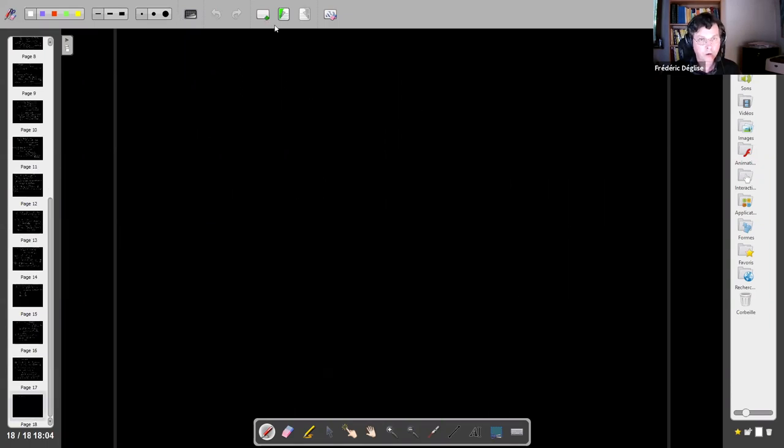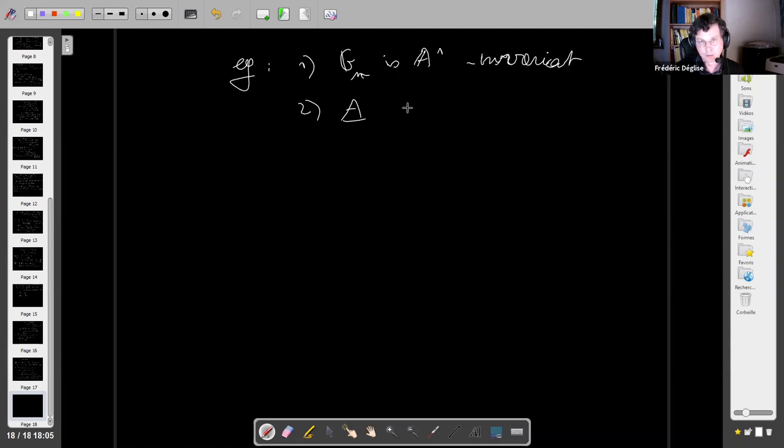So before going to the main theorem, I just give examples so that you can check by yourself. Gm is A1 invariant. Also A underline is A1 invariant, as a sheaf with transfers over K, where A is a semi-abelian variety, or in fact any group. Okay, so again, this is an exercise.